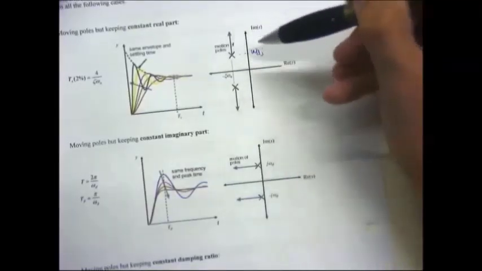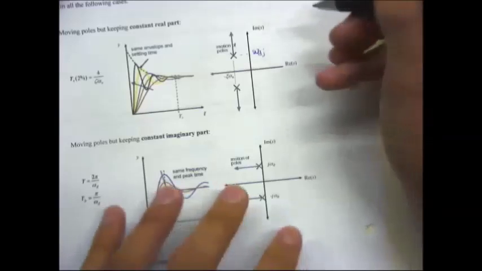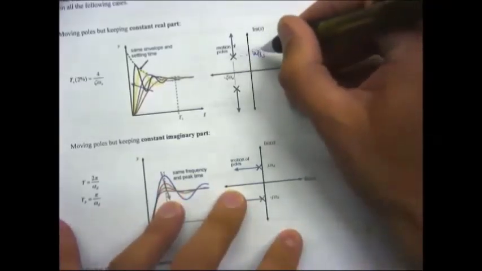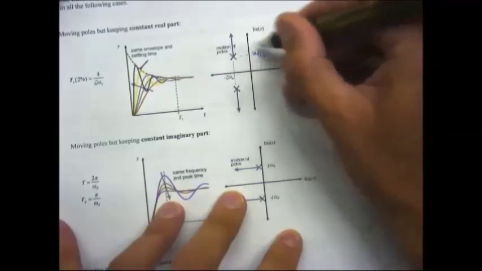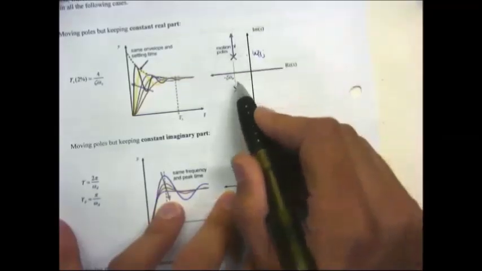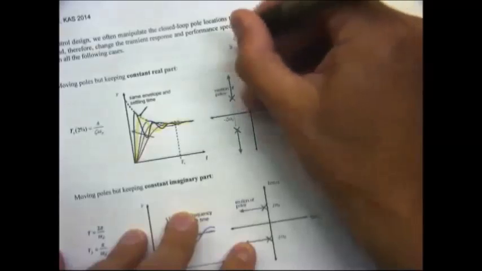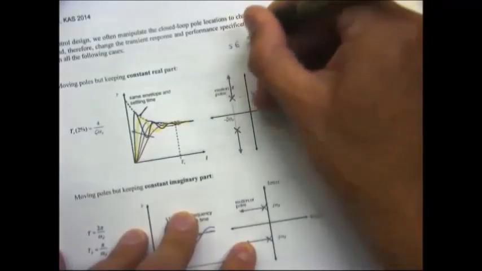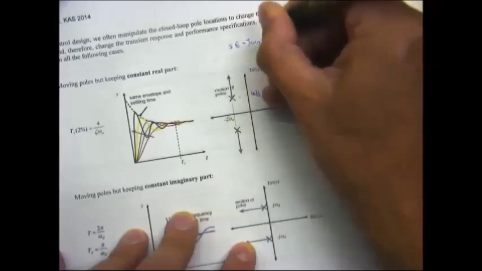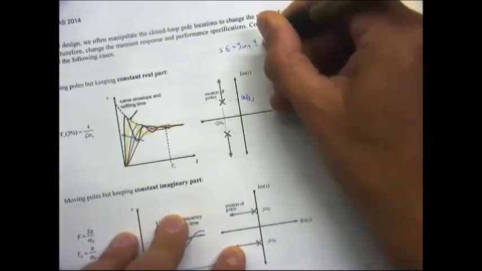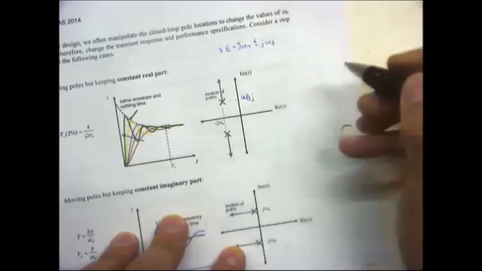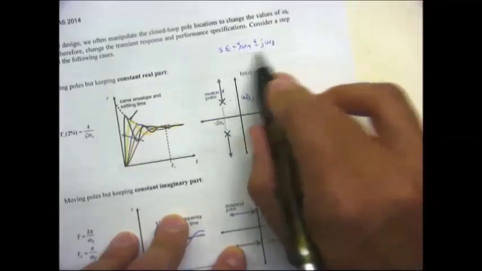So what we're doing is we're going to be increasing omega d while keeping the real part the same. The real part, let me just write it out here: the roots of the characteristic equation are given by s equals negative zeta omega n plus or minus j omega d. Okay, so those two poles right there.